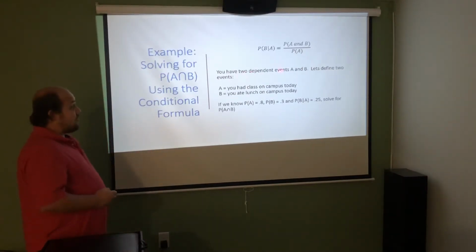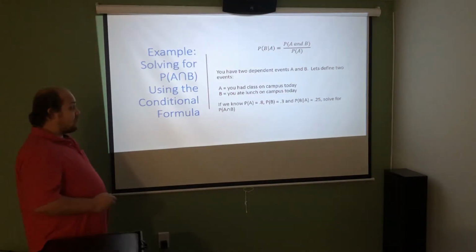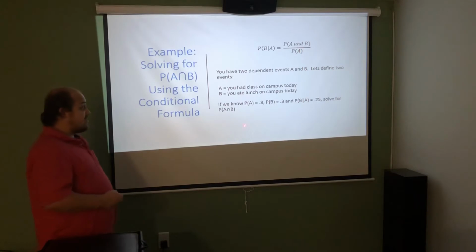You have two dependent events, A and B. Let's define the events. A, you had class on campus today. B, you ate lunch on campus today. We know the probability of A equals 0.8: 80% of the days you have class on campus. We know the probability of B equals 0.3: 30% of the days you eat lunch on campus.